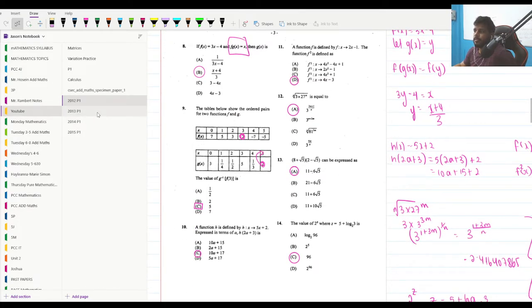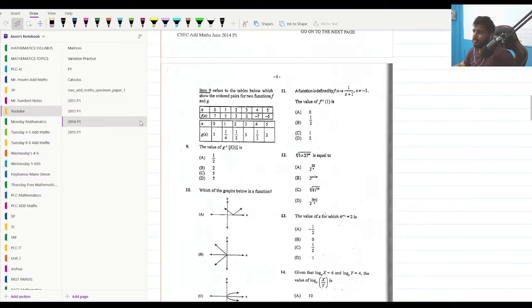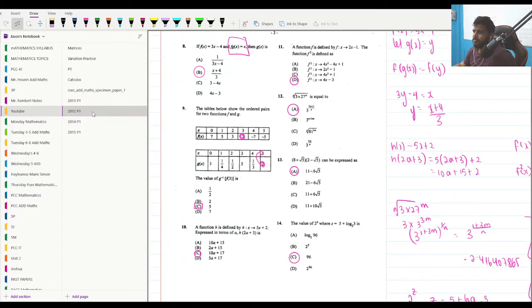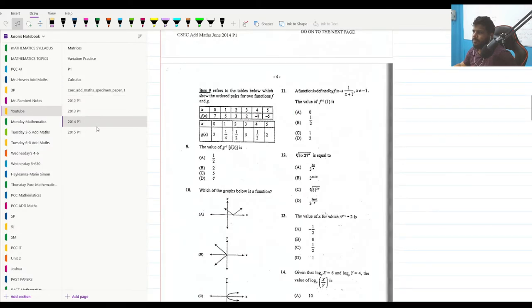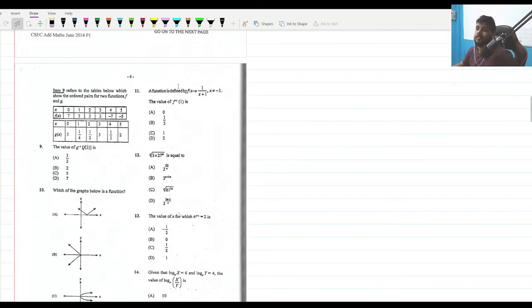Number 9. Ordered pairs, two functions f and g. The table for f has x values 0, 1, 2, 3, 4, 5 and f of x values 7, 5, 3, 2, minus 7, minus 5. This is from 2012. The table for g has x values 0, 1, 2, 3, 4, 5 and g of x values 3, a quarter, a half, 5, a third, and 2. I'll still do the solutions for it, but yet another repeat.